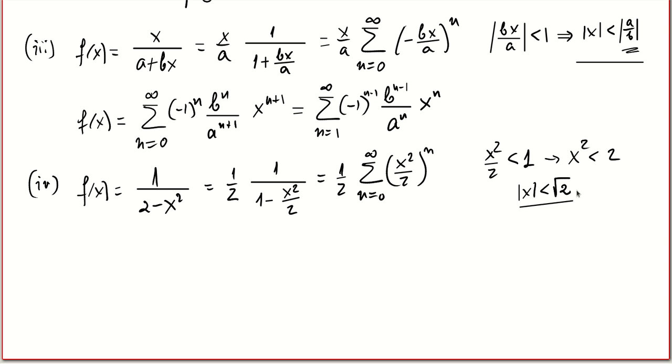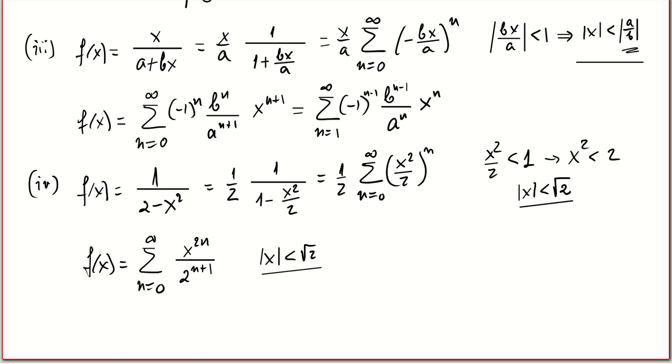Let me just write this function in a better way. Same as we've done in the previous case, we write the series here, and we write the x to the 2n here, and down here we have 2 to the n times 2, so 2 to the n plus 1. This is the expansion of this function, with this condition for the convergence.